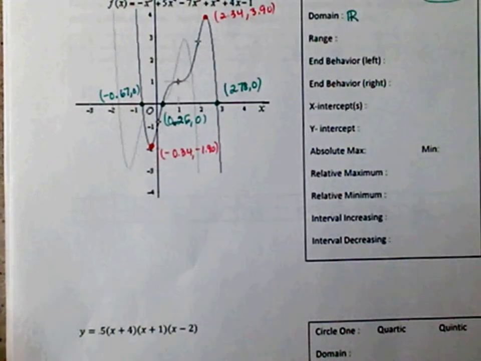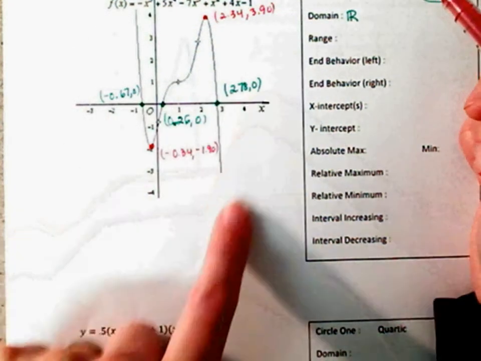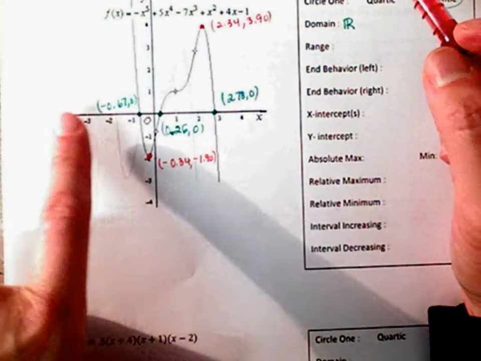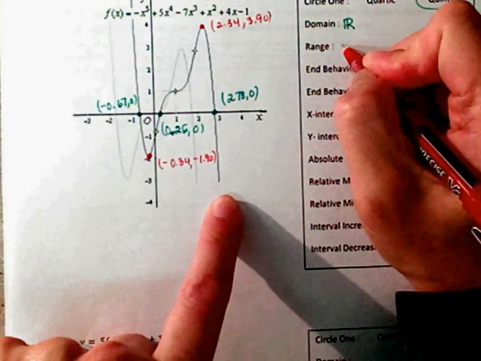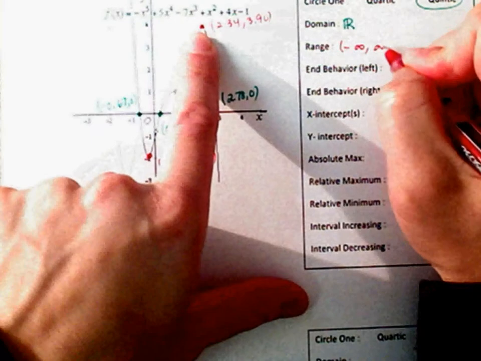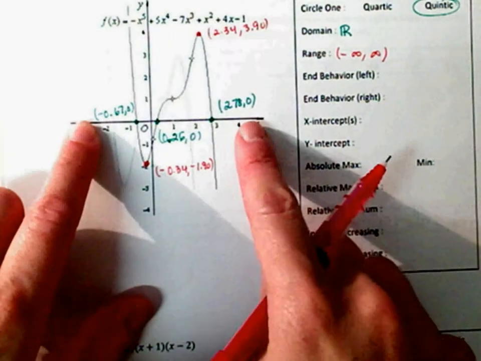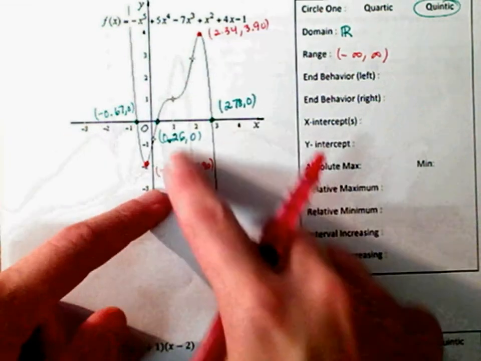So here we go. Okay, first off, your domain, far left to far right. Sorry, let's try this again. Domain, far left to far right. Range, low to high. Okay?